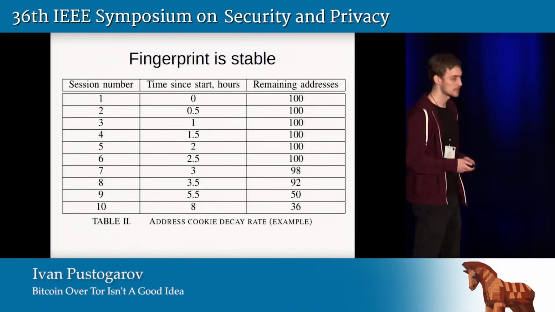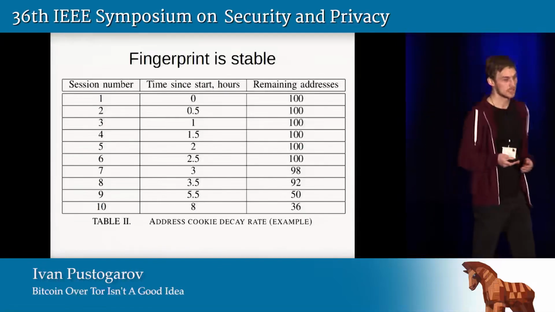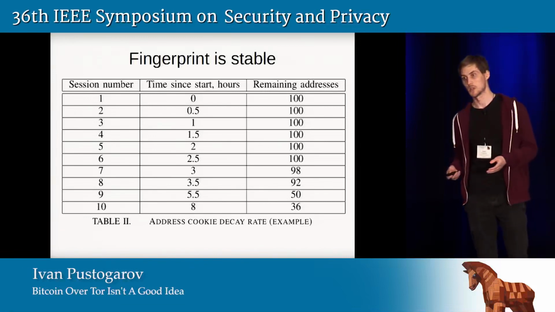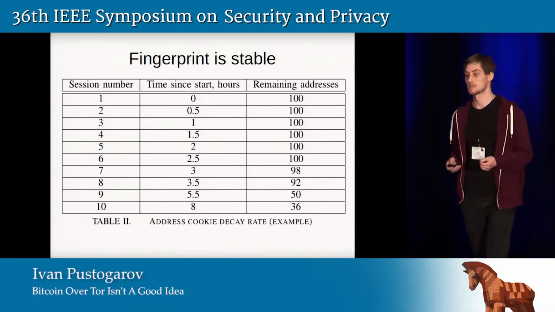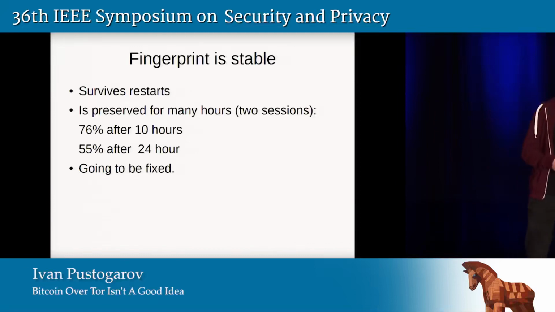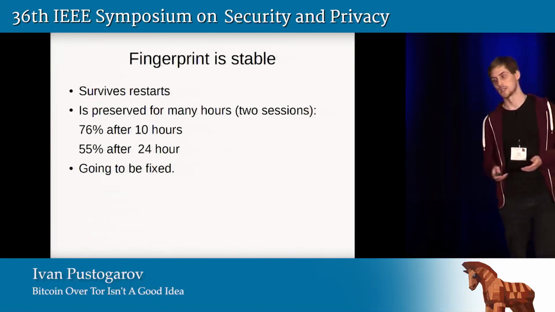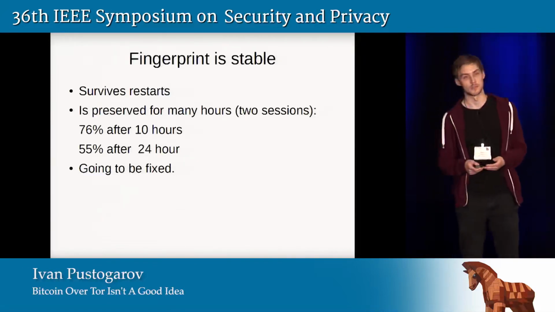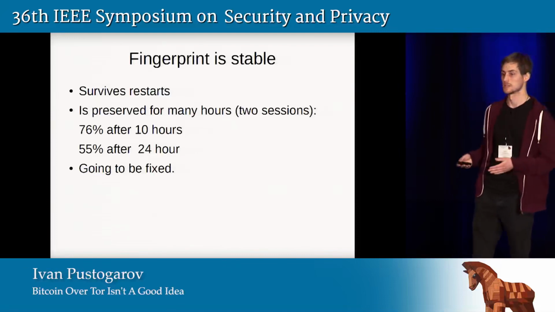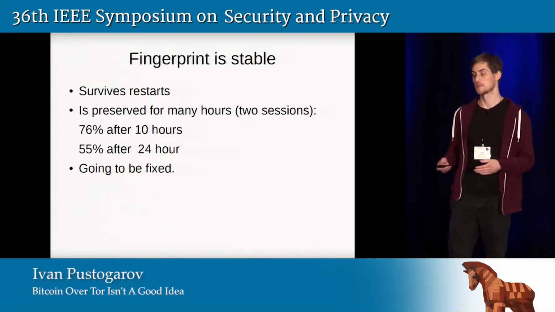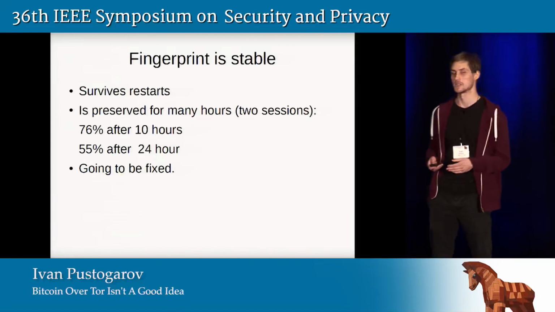This table shows our experiments, and in a nutshell, within 10 sessions, we were able to preserve 36% of our fingerprint, which with very high probability allows us to uniquely de-anonymize the user. So the bottom line is that our fingerprinting technique survives restarts. It is preserved for many hours. For example, within 24 hours, half of the fingerprint is preserved, which again allows us to de-anonymize the user. The bad thing for an attacker is that this technique will be fixed soon.